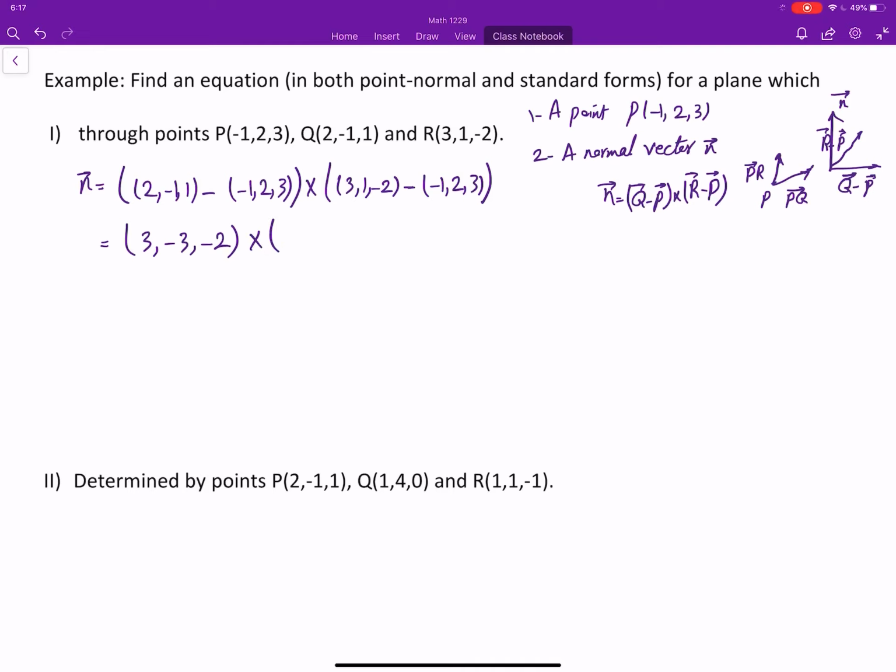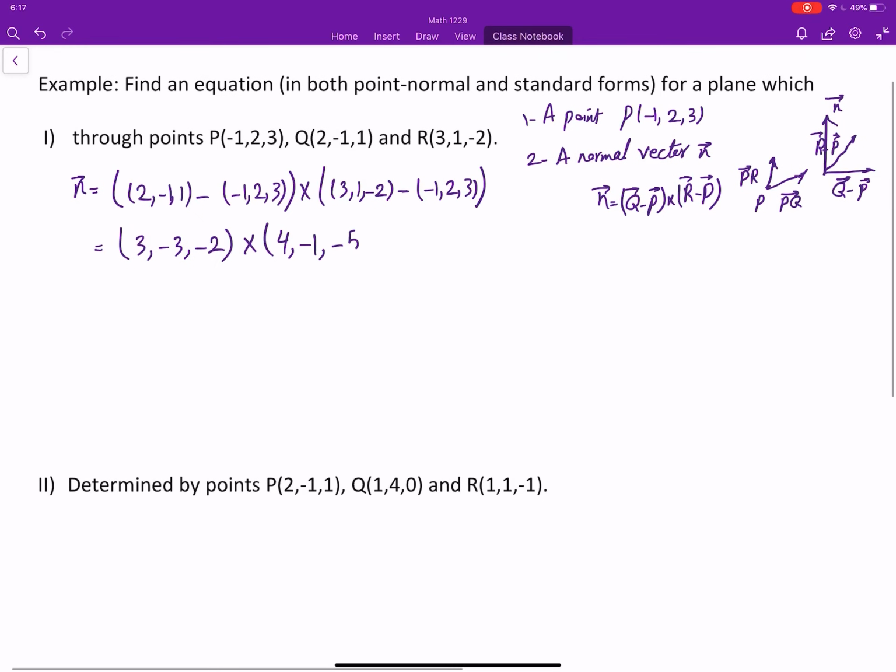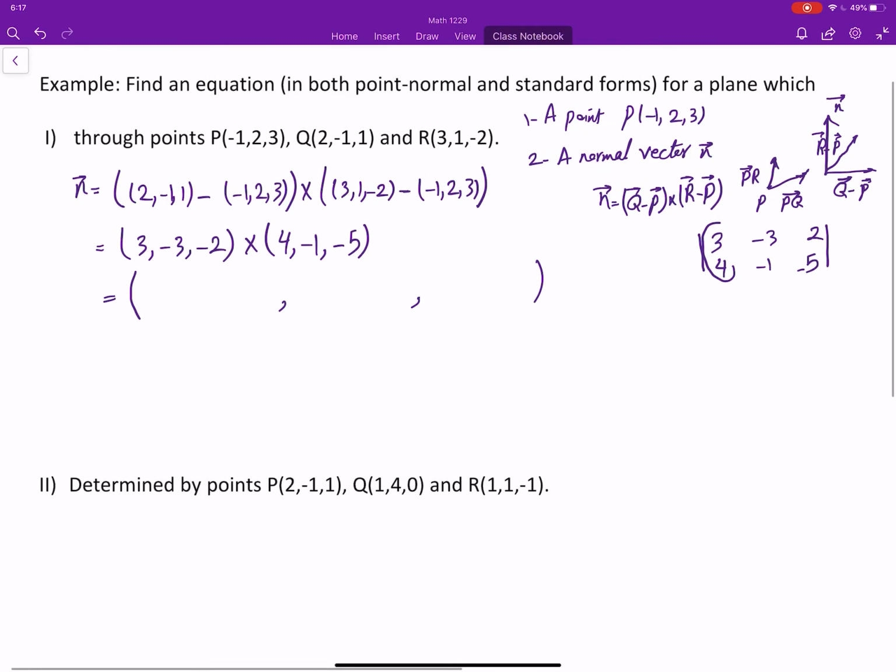Cross it by 3 minus negative 1 is 4. 1 minus 2 is negative 1. And negative 2 minus 3 is negative 5. Well, we have two vectors, (3, -3, -2) and (4, -1, -5). These we have to cross and find a normal vector here.